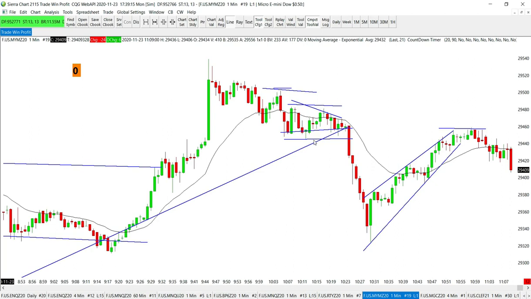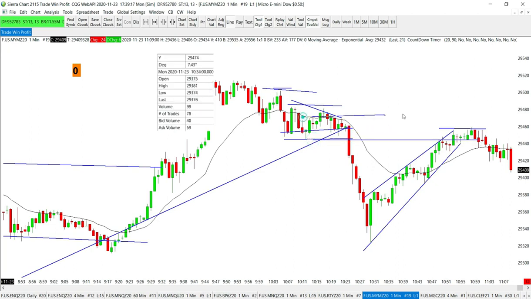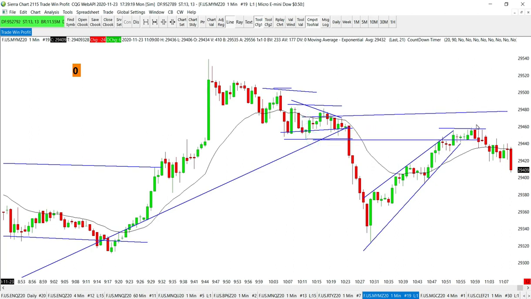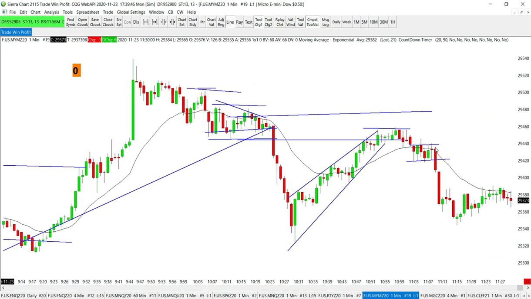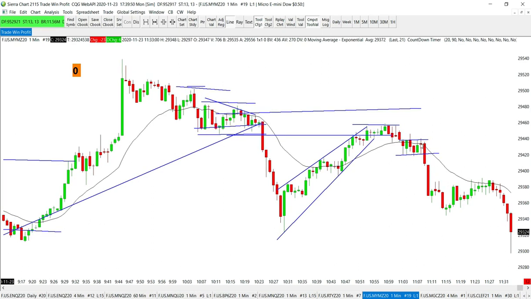We were at this supply zone right here, and we hit it, and I put my stop loss right here, and we just shot down. Okay, this was a nice little consolidation. Could have added right here, but you know, it is what it is. So guys, those are my trades for today.